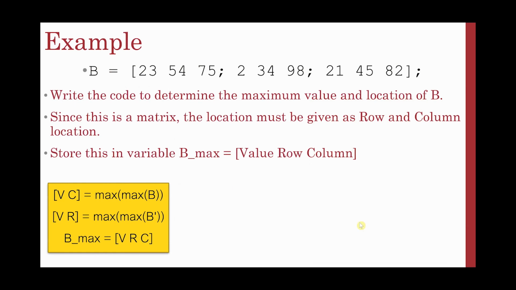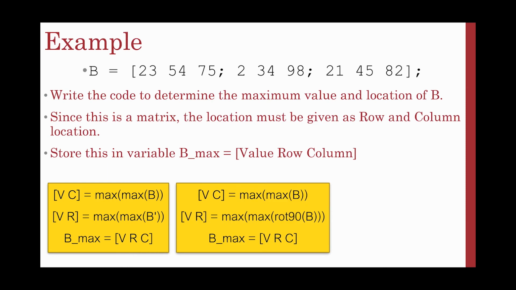It gets slightly tricky. First, we can find the value and column of the max of b. The max is going to find the maximum in each column first, and then finding the max of that resulting vector will give us the maximum value. And then if we do it on the transpose of the matrix, because again the max function works in each column, we are going to find the row because I have switched the rows and the columns, and then I can define my variable bmax to be equal to my value, my row, and then my column.